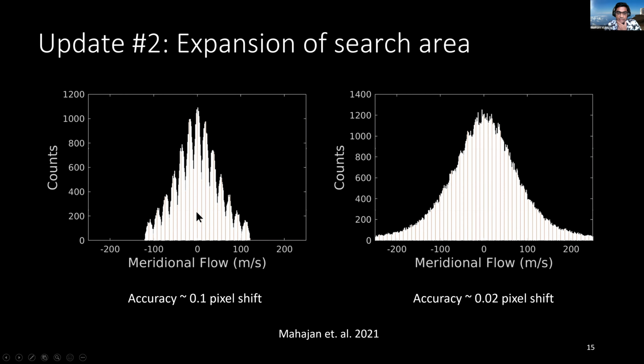So on the left is what the histograms looked like before, and on the right is what the histogram of meridional flow measurements looks like after making these two updates.